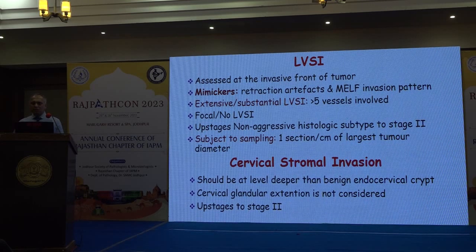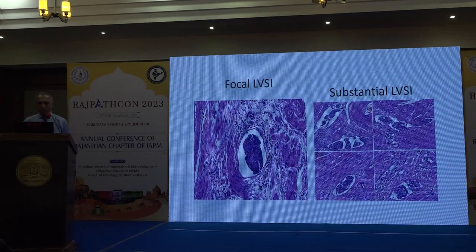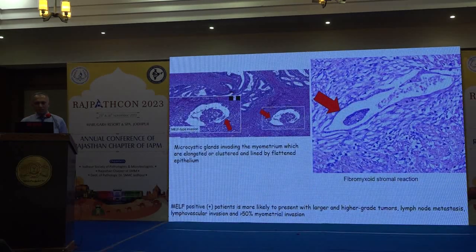Regarding cervical stromal invasion, it should be at a level deeper than the benign endocervical glandular crypts. Only then should you consider it as cervical stromal invasion. Any kind of superficial spread of cancer is not considered cervical stromal invasion. These are some pictures of focal and substantial LVSI, and this is the microcystic elongated fragmented gland which I was talking about, or sometimes a fibromyxoid stromal reaction around a gland, which may mimic such tumors.